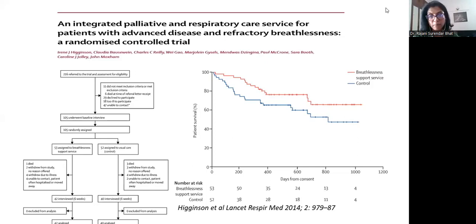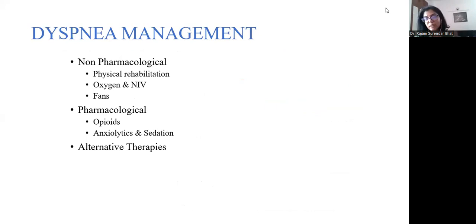So this is what we need to start looking at more, the non-pharmacological management of breathlessness, which includes physical rehabilitation and exercises, which includes the judicious use of oxygen and non-invasive ventilation like BiPAP or CPAP, which includes the use of a simple device like a handheld fan. And then if those do not work, then we go to opioids and other medications which can help with breathlessness. And we also understand that there could be a role for alternative therapies to address certain aspects of breathlessness, which is the anticipatory breathlessness, which is the psychological aspect of breathlessness.